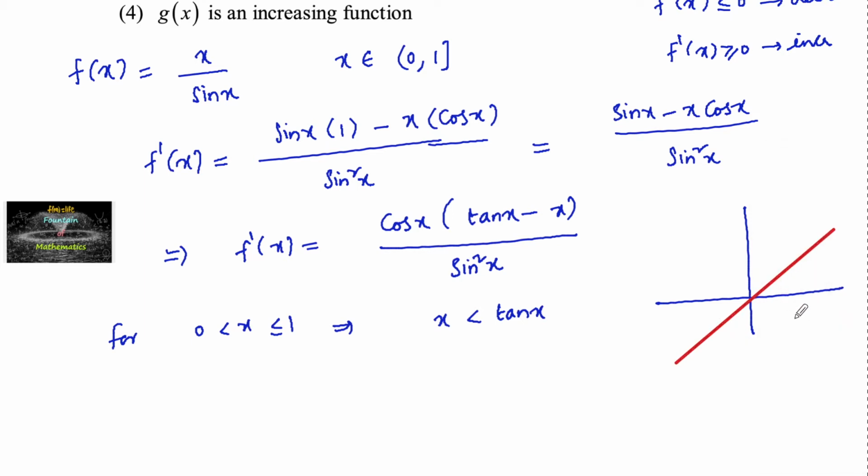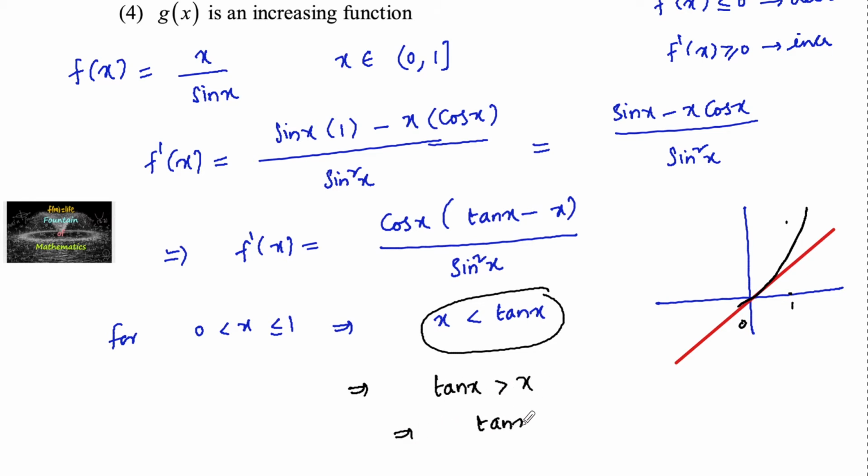This is x, and tan x will be in 0 to 1. So this is how the graph will be for tan x between 0 to 1. We can observe that x is less than tan x, which implies tan x is greater than x, or tan x minus x is greater than 0, meaning positive.